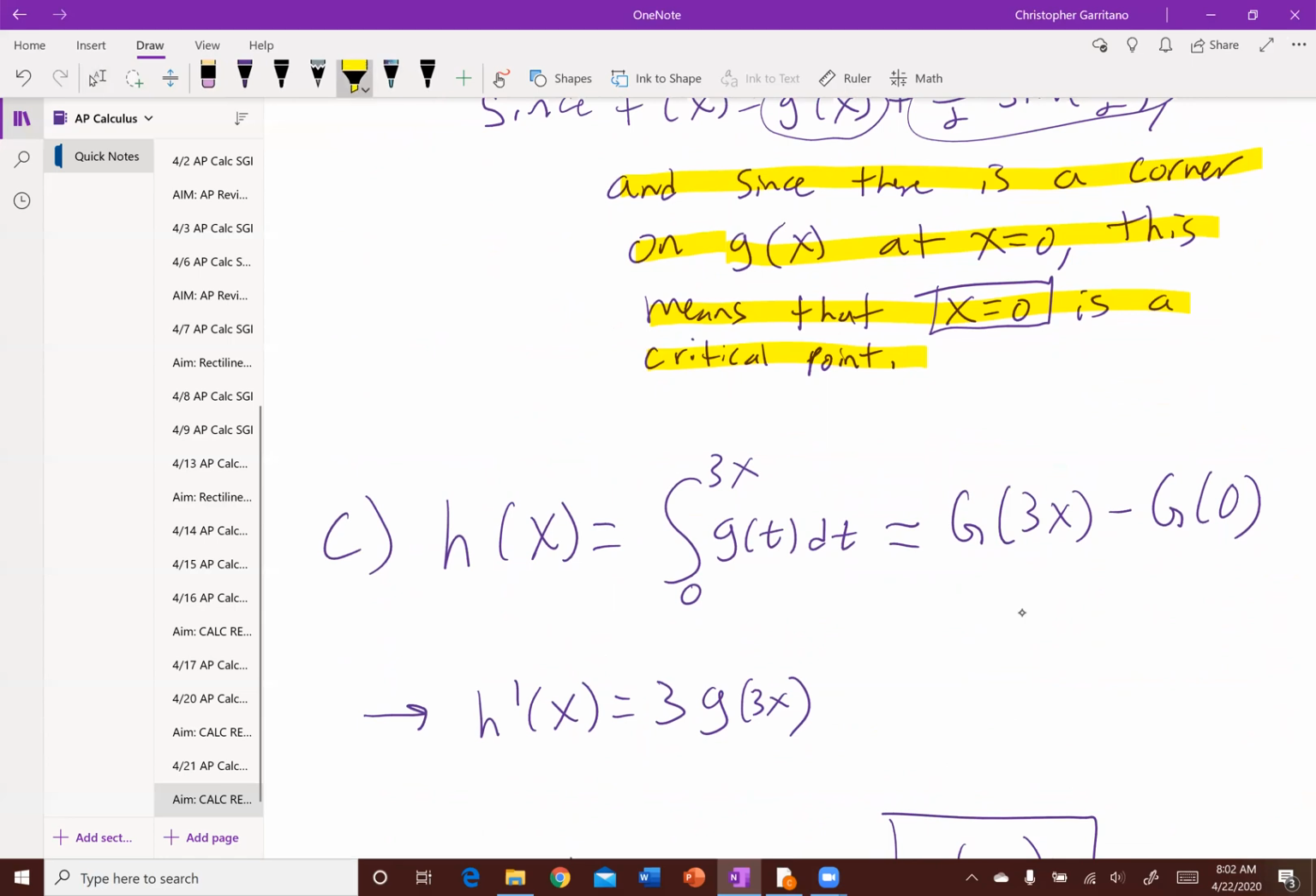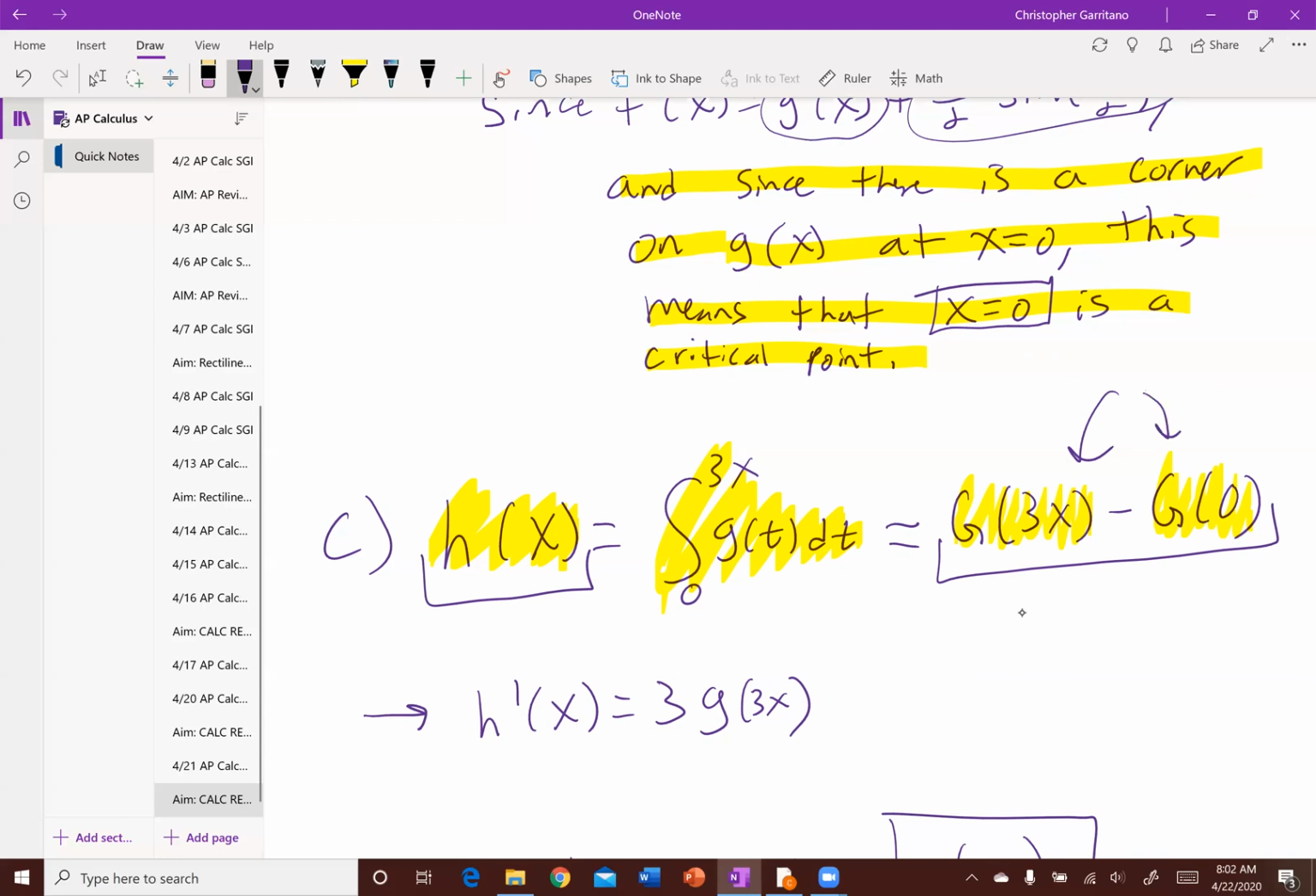So just explicitly writing out the definition that they gave us for h of x, again, it's the integral. But fundamental theorem of calculus part 1 says that a definite integral is evaluated by finding the antiderivative evaluated at the upper bound minus the antiderivative evaluated at the lower bound. Okay, so really, we can say that h of x is equal to big G of 3x minus big G of 0. So then when I want to differentiate h to get h prime of x, I just differentiate this side right here, both of these guys. Well, the derivative of big G of 3x is just little g of 3x times 3. That's the chain rule. The derivative of big G of 0 is 0 because big G of 0 is a constant.